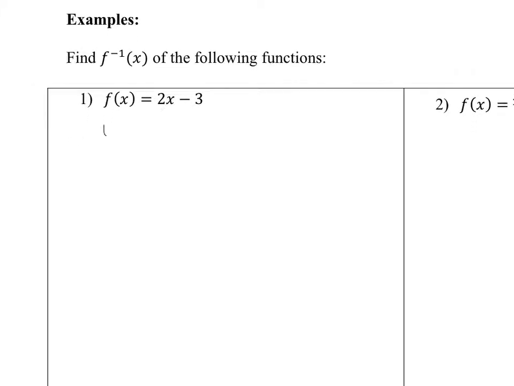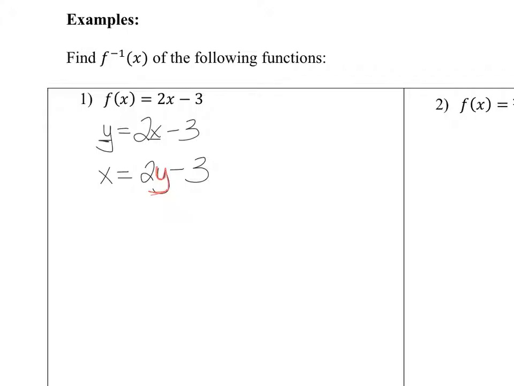So your first step is make f of x y. And it's really just because it's easier to solve with the y than f of x, because it looks weird. Second step, switch the x and the y. Literally just take these two and switch them. No numbers, nothing else changes, just gets switched. And the last step is to solve for y. So I have to get this y by itself. So we have to solve equations.